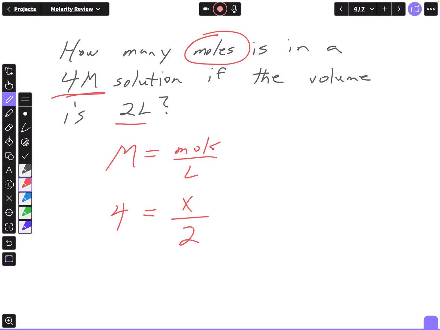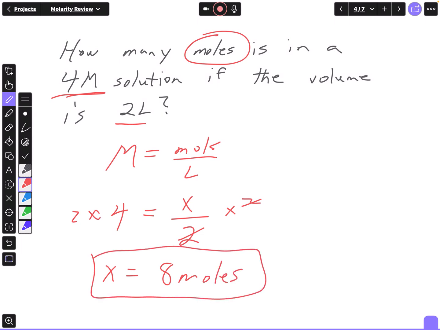So I want to solve for X, solve for my unknown. To get X by itself, I'll need to multiply both sides by 2. They cancel on that side. X ends up being 4 times 2, so X would be 8. And then my units, I'm looking for moles. So basically we're just doing algebra. We're solving for the unknown. We have a very simple equation here that we're using.